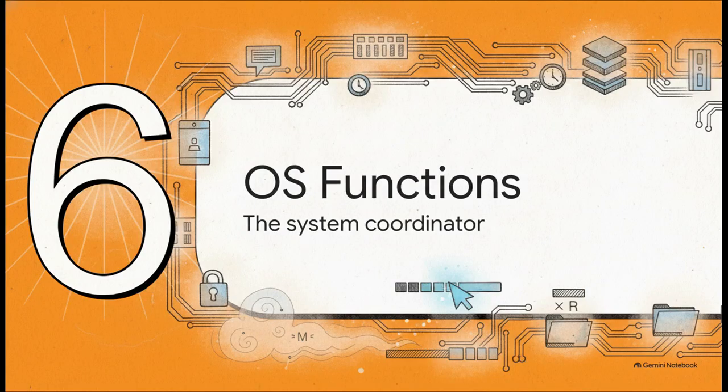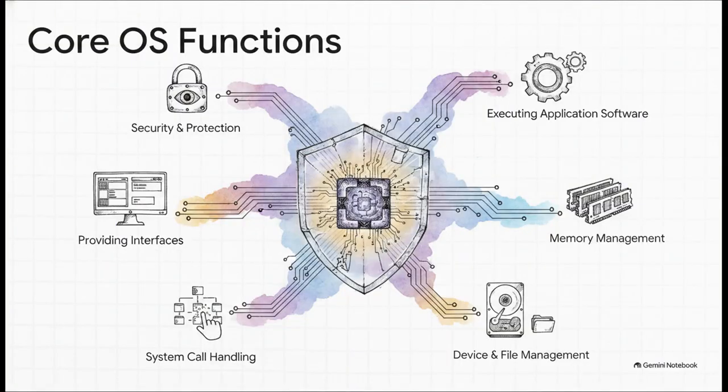And that brings us to the grand finale, Section 6, OS Functions, the absolute powerhouse of the computer. An operating system controls, coordinates, and manages literally everything. Let's break down its core functions, because this is a massive area for exam questions. First, it provides user interfaces, translating raw binary into the graphical windows or command lines we actually understand. It ensures security and protection through user authentication and really strict file permissions. It executes application software, just making sure your programs run smoothly.